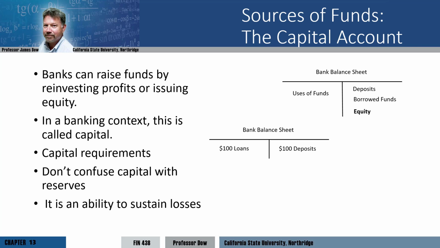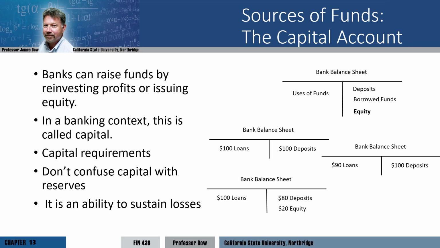For example, imagine a bank that has only loans and deposits. Here is the balance sheet of a bank with $100 of each. If the economy goes into a recession and $10 of the loans default, the bank now only has $90 of assets, but $100 of liabilities, which is a problem. We would say that the bank is insolvent.